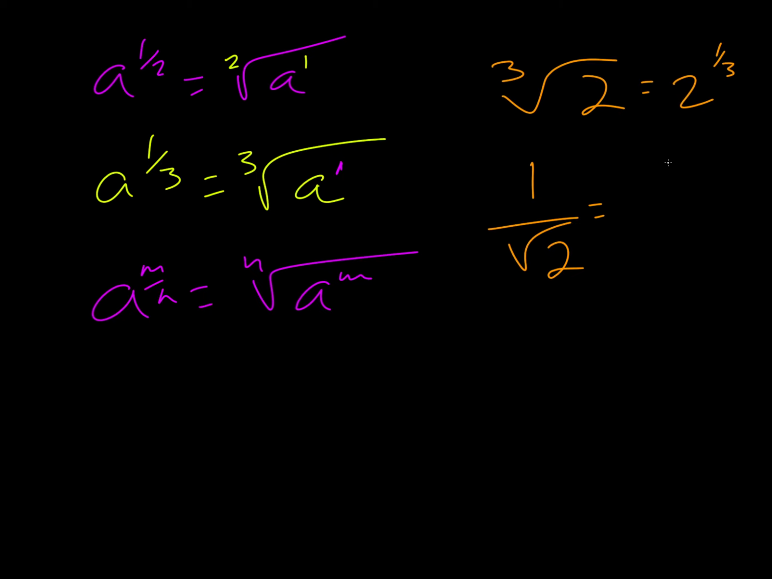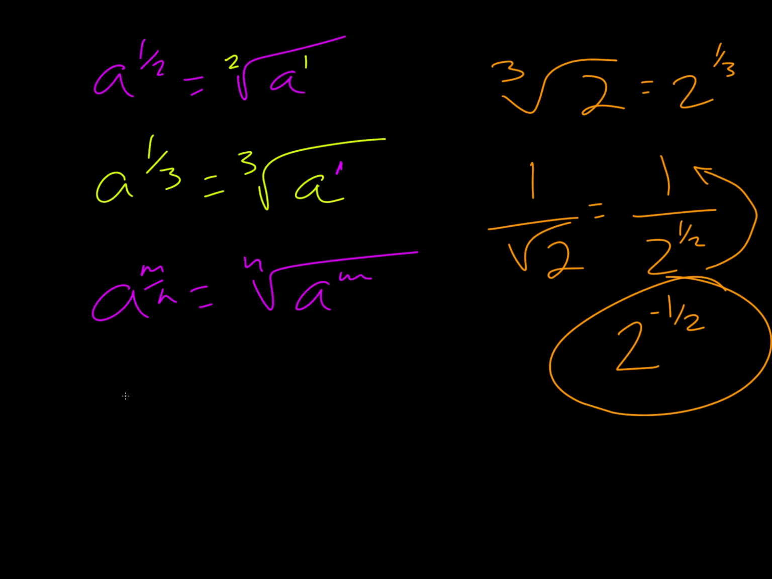I would break this up into 2 steps. So I do 1 over 2 to the 1/2, but then because we want a single power of 2, we're going to bring this up top, and we're going to make the exponent negative. So we're going to say 2 to the -1/2.